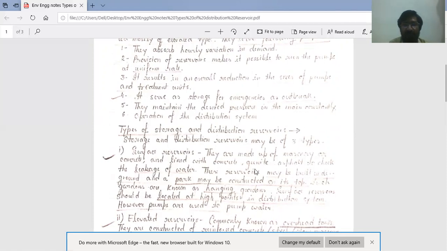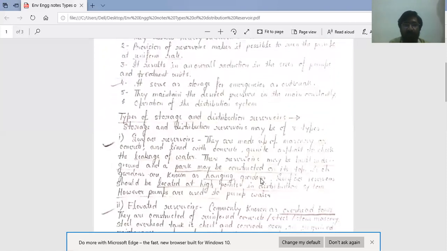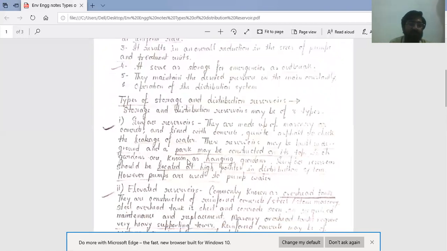Storage and distribution reservoirs may be of three types. First is surface reservoir. Surface reservoirs are made up of masonry or concrete and lined on the inner side with concrete, granite, or asphalt to check the leakage of water. These reservoirs may be built underground and a park may be constructed on top. Such gardens are known as hanging gardens.